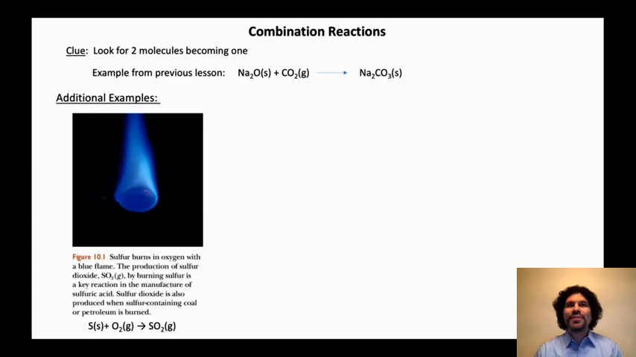So what I want to do in this lesson is look at some additional examples of combination reactions. And the first one we're going to look at is what happens when sulfur burns in the presence of oxygen. And in that case, you get sulfur dioxide gas. And this is a very simple reaction. It is just between elements. And we don't have to do anything to balance the chemical equation. S plus O2 gives SO2.